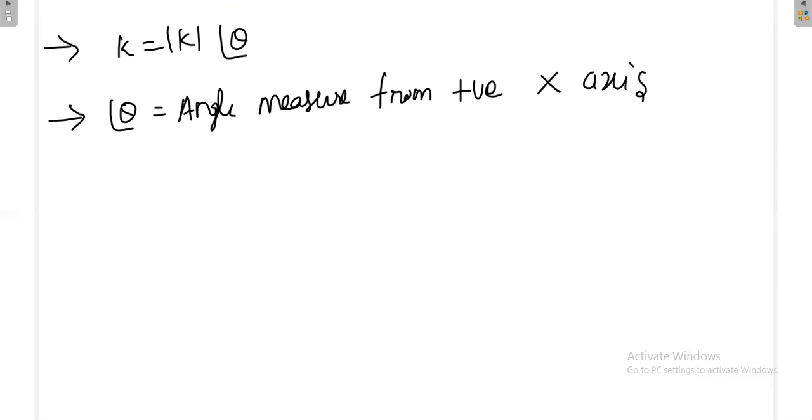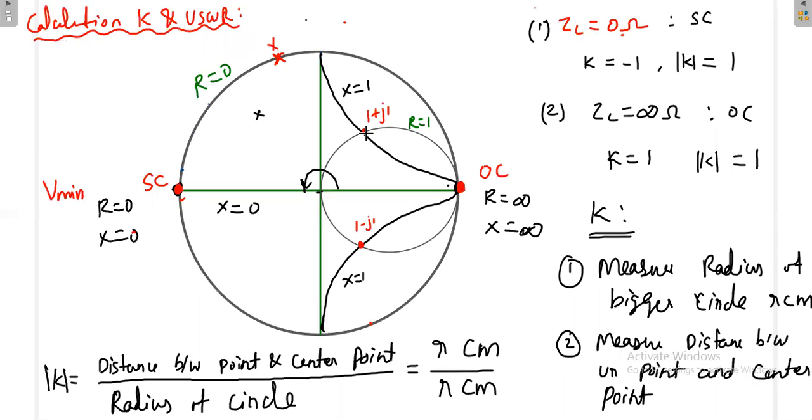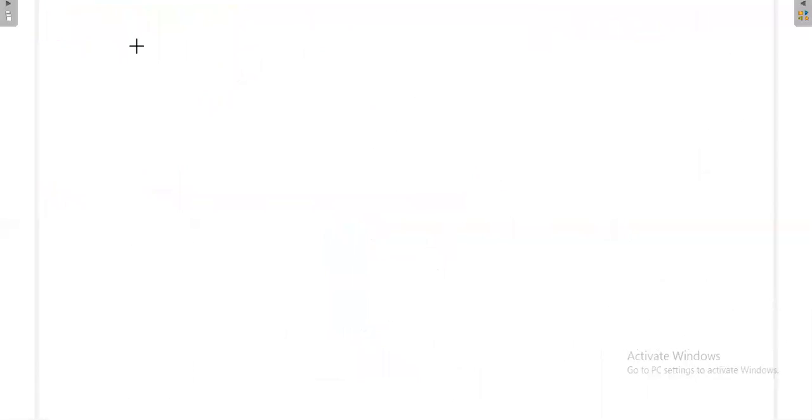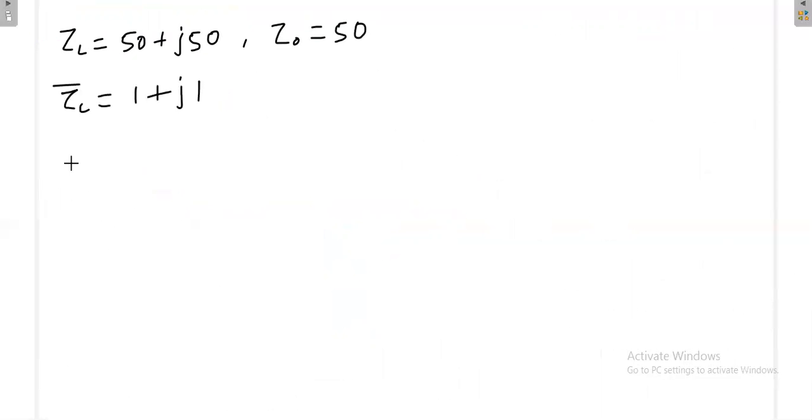If my point is here, you draw one line here. Now I am going to choose my ZL exactly here, and I'll take some realistic value. Say my ZL is equal to 50 plus J50 and my Z0 is equal to 50. If I normalize, that will be 1 plus J1. What will be the reflection coefficient? As per the formula, ZL minus Z0 divided by ZL plus Z0.